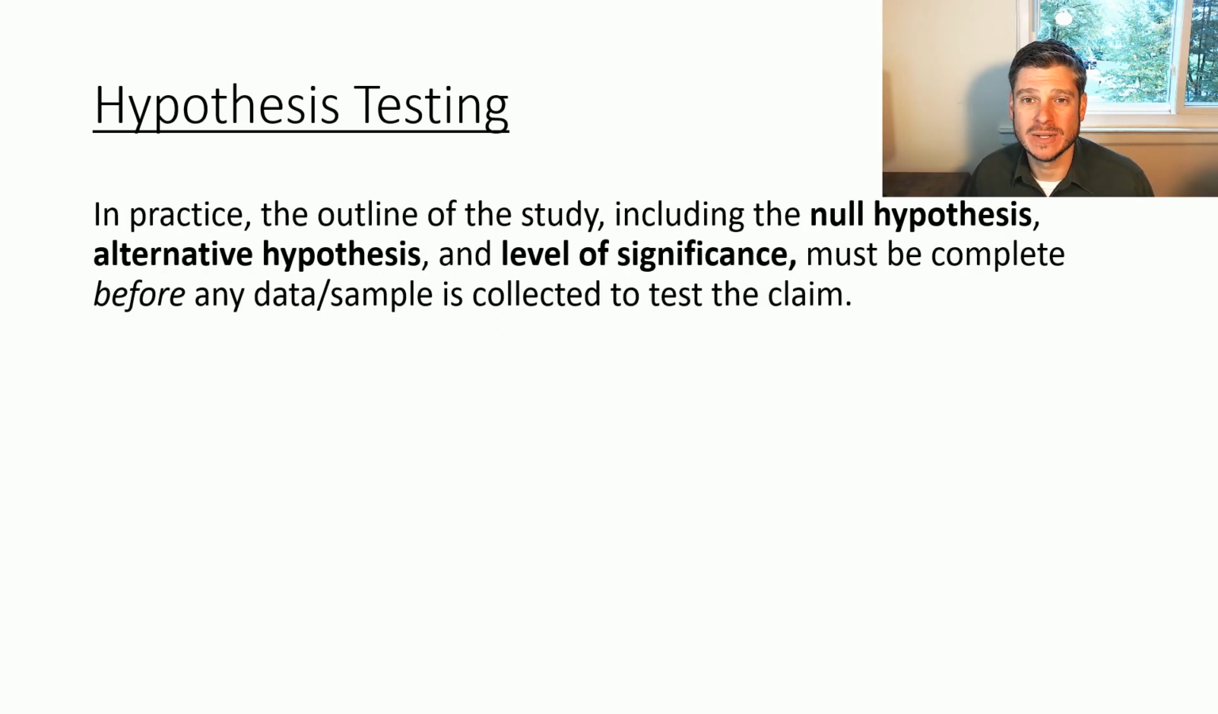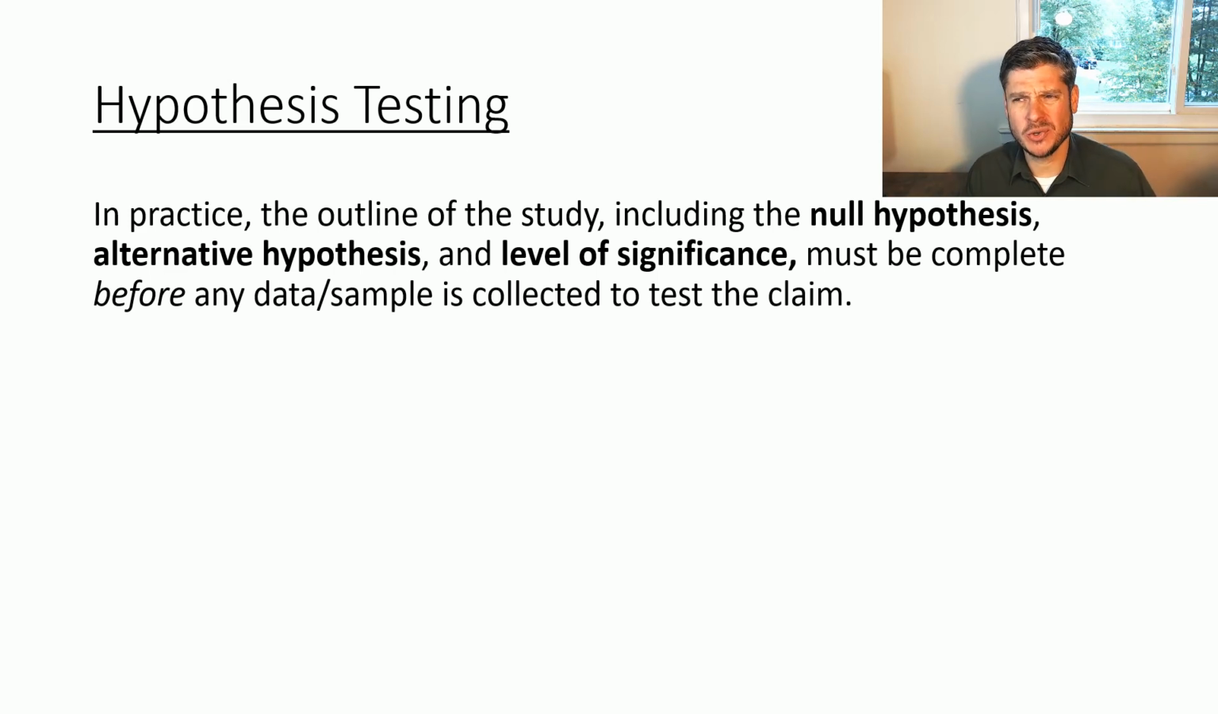All right. Now, in practice, we need to outline our study first, and this includes our null hypothesis, our alternative hypothesis, and level of significance. This must all be done before the researcher collects any data whatsoever. That first step must be done, and nowadays you even need to submit it to a journal first so that you can't go later and what is called hack your data so that you get a statistically significant result when really you shouldn't have. But anyway, you outline your study, including the null, the alternative, and the level of significance before you collect any data.